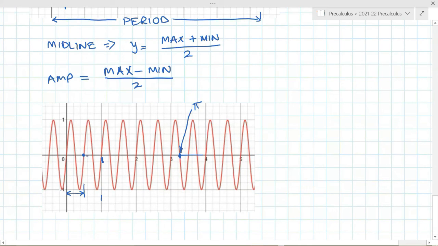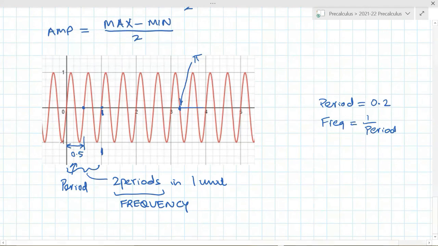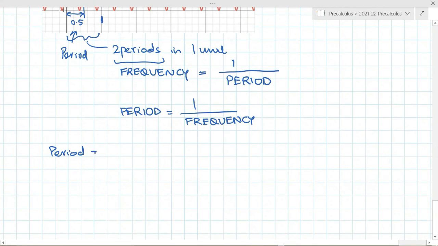If you look at it, there are two periods fitting in one. In one, there's one period and then two periods. So this one period is half, right? 0.5. So one period is half. This is the period. And how many periods fit in 1 unit? 2 periods in 1 unit, whatever that unit is. Okay. This is called the frequency. So frequency is 1 over period. Period will be 1 over frequency, right? They're reciprocals.